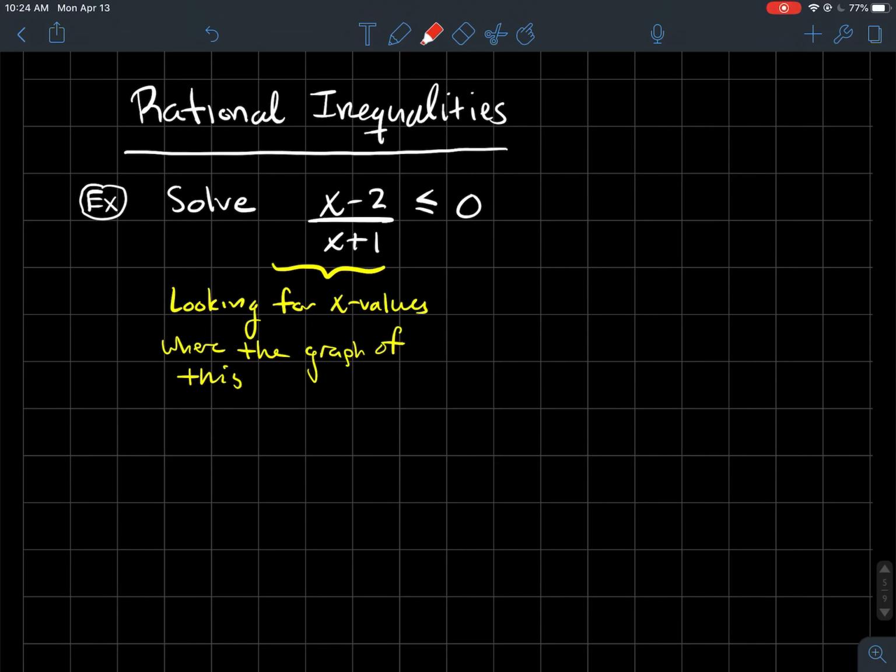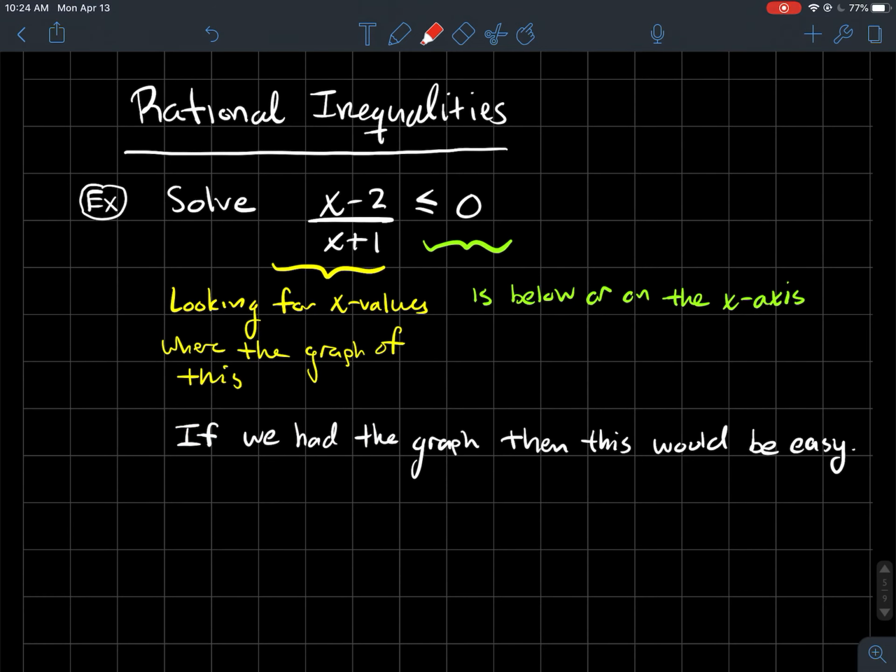Here's maybe a way to think about what we're doing. We're looking for what x values the graph of the left-hand side is, in this case, below or on the x-axis. That's what we interpret as less than or equal to 0. If you had the graph of the rational function on the left side, this wouldn't be too hard to do. So what I'm going to show you is how to do this just with algebra, so you didn't have a way to graph it.